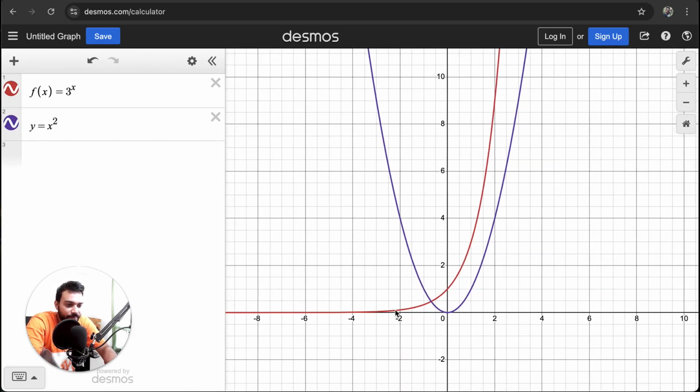Okay, I click on the red one, the exponential function. At x is equal to 0, it would be at y is equal to 1, because any number raised to 0 is a 1. So as you can see, 0, 1, and it's intersecting the quadratic here. So to solve this manually is a tough task, but on Desmos you have the coordinates directly.